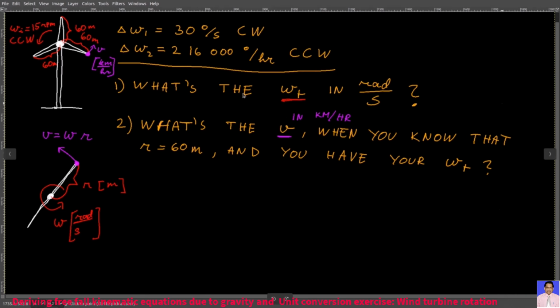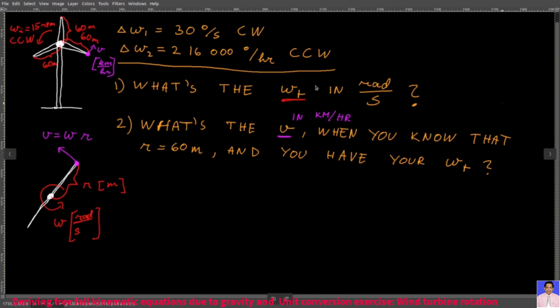Thank you very much. Welcome back. So let's now solve this wind turbine exercise. The initial rotation speed is 15 RPMs counterclockwise. That's the initial angular velocity of the wind turbine. Then it changes by 30 degrees per second clockwise. And then it changes by 216,000 degrees per hour counterclockwise. And we need to find the final angular velocity, or the final rotational speed, in radians per second. That was our first question.